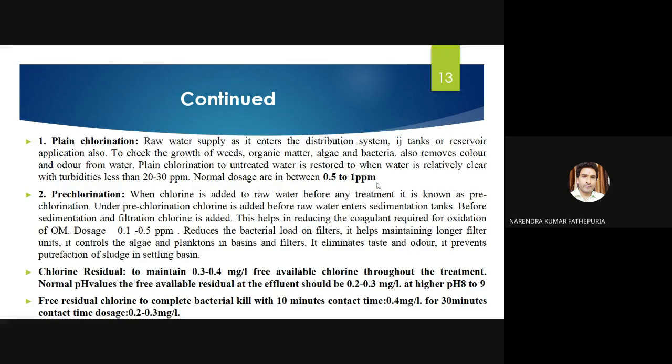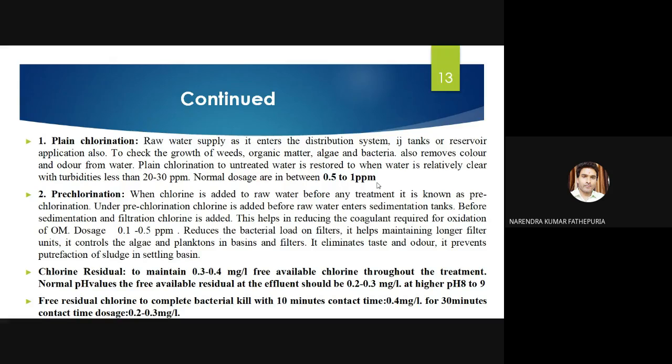So if complete treatment is not there, and the turbidity is not too high, then you can go for plain chlorination, just disinfection only. Plain chlorination you can provide using doses of 0.125 to 1 ppm. Then second is pre-chlorination.